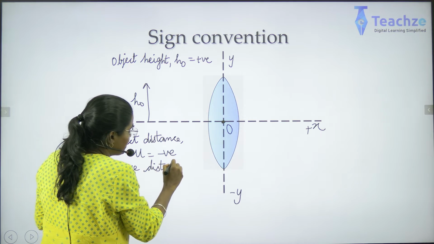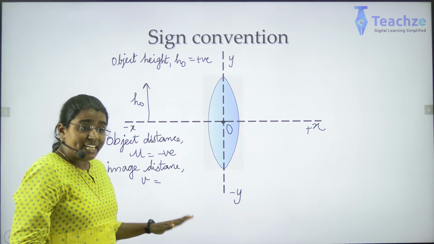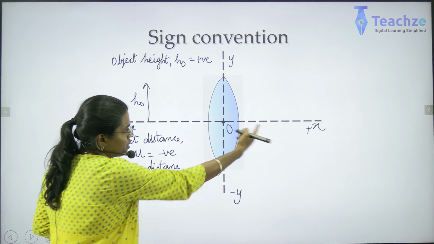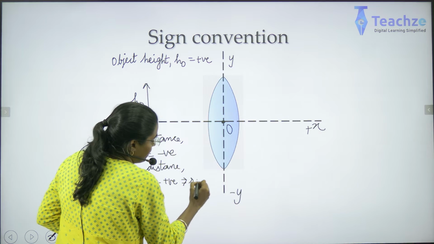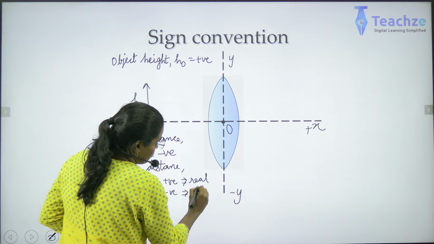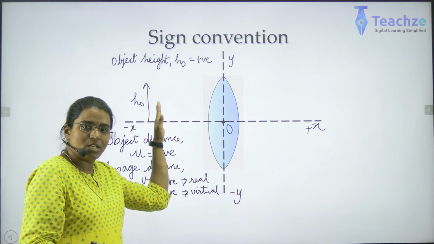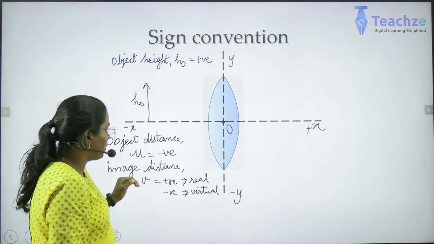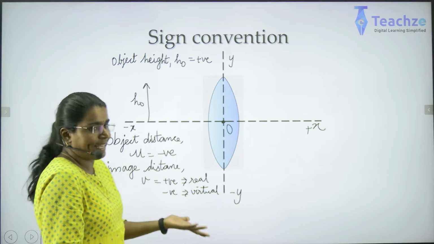Image distance V will be positive for real and inverted images, because it goes to the other side. It will be negative for virtual and erect images, because virtual and erect images will be produced on the side of the object itself. What about the focal length?